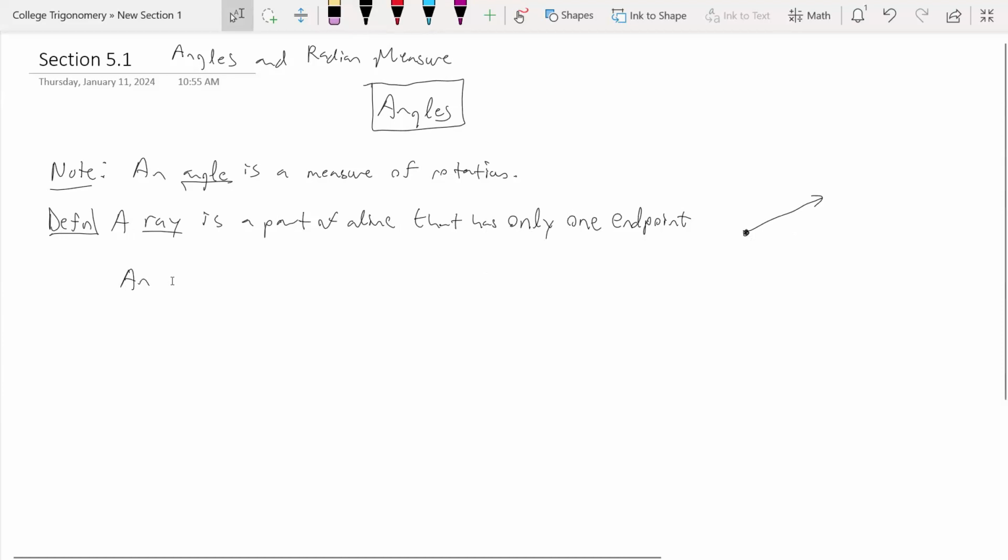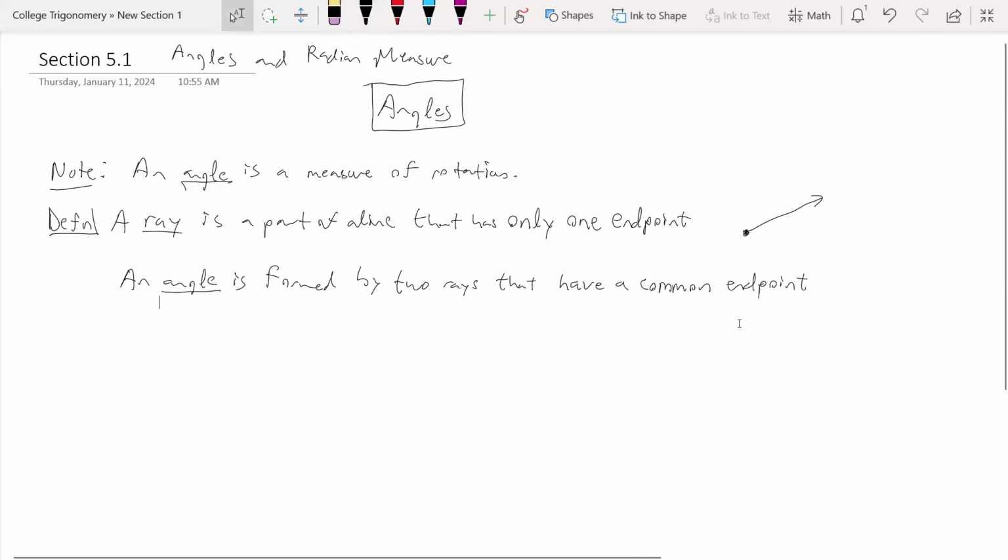An angle is formed by two rays that have a common endpoint. I think I just need to slow it down. That's probably what I need to do. A common endpoint. There we go. An angle is formed by two rays that have a common endpoint, right?